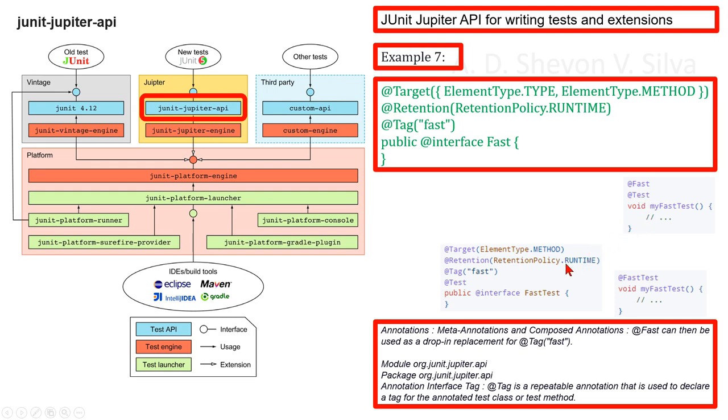You can even take that one step further by introducing a custom @FastTest annotation that can be used as a drop-in replacement for @Tag("fast") and @Test. JUnit automatically recognizes the following as a @Test method that is tagged with fast.